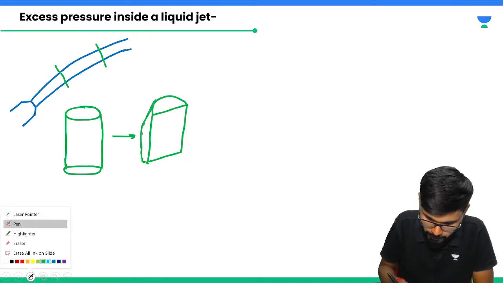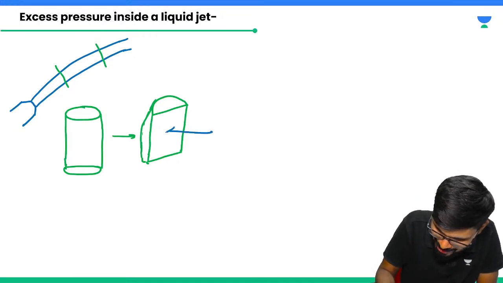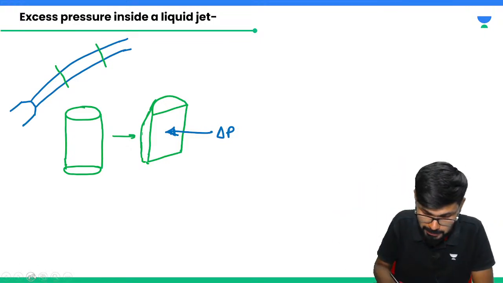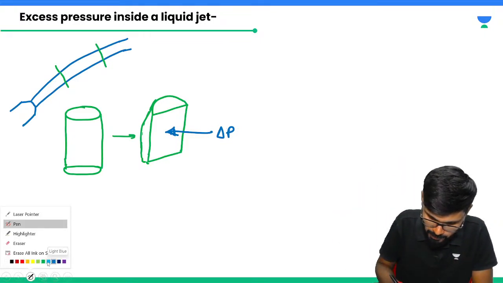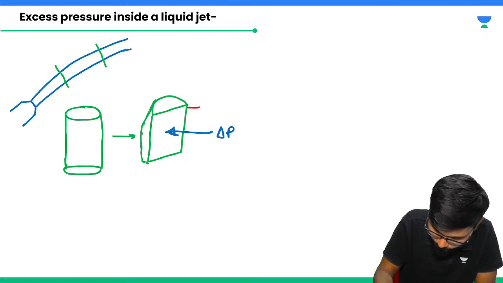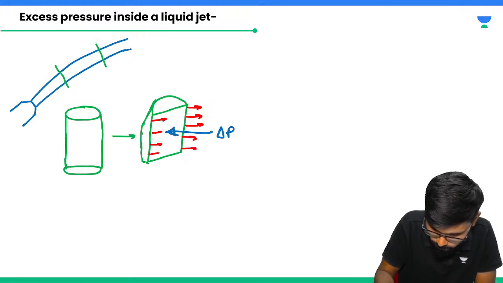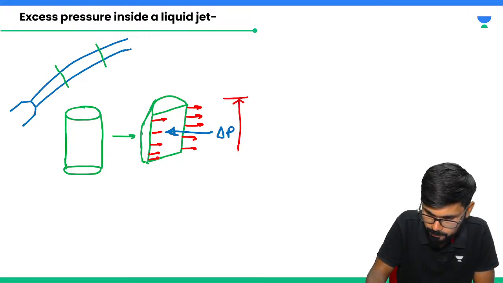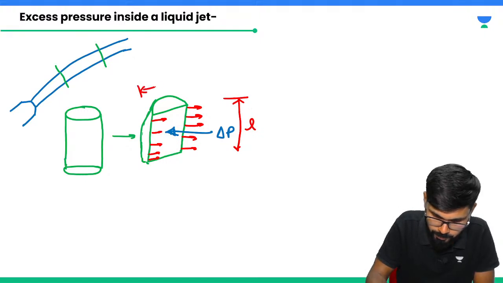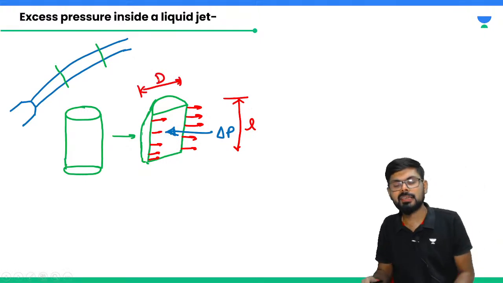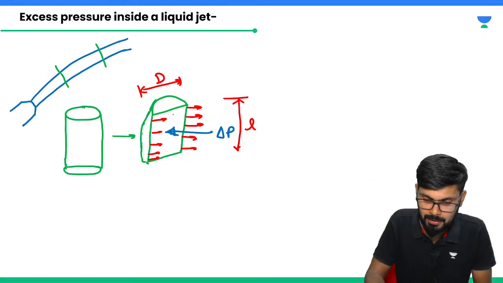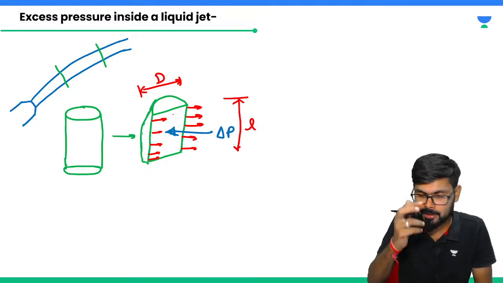Now in this one, delta P will act at the cross section area, and sigma will act somewhere here. Let's say this length is L, and this is D. Please listen carefully. First I'll write the equation, then I'll tell you one doubt.